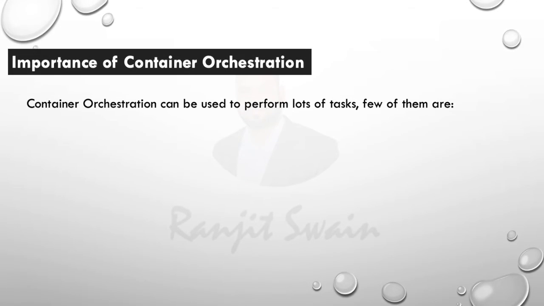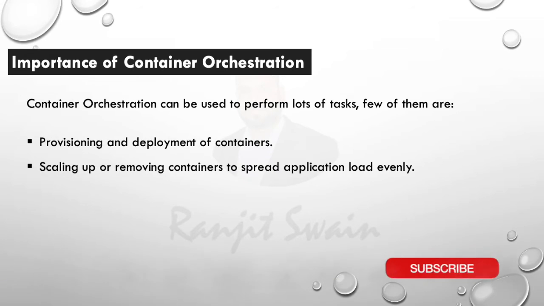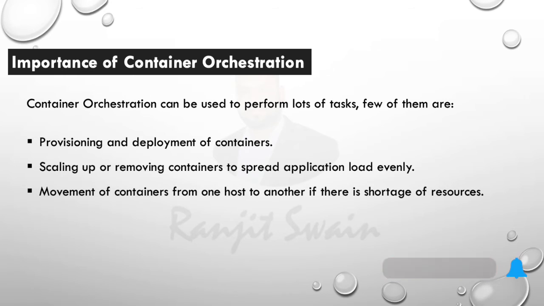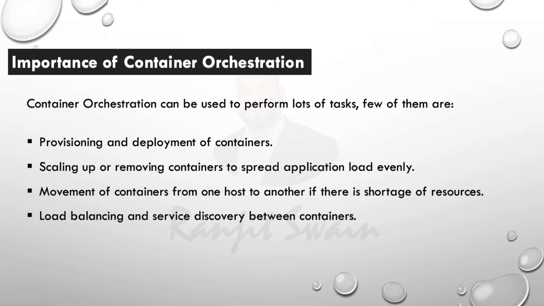So what is the importance of container orchestration? Container orchestration can be used to perform lots of tasks. A few of them are provisioning and deployment of containers, scaling up or removing containers to spread application load evenly, movement of containers from one host to another if there is a shortage of resources, load balancing and service discovery between containers, and health monitoring of containers and clusters.